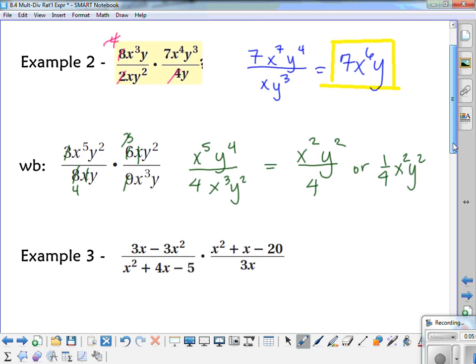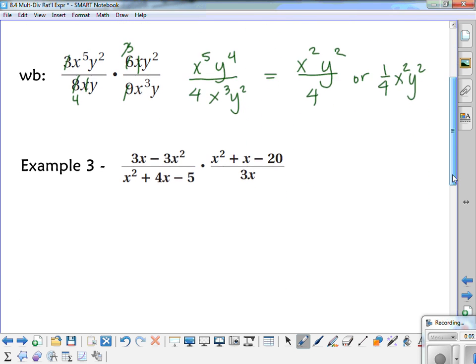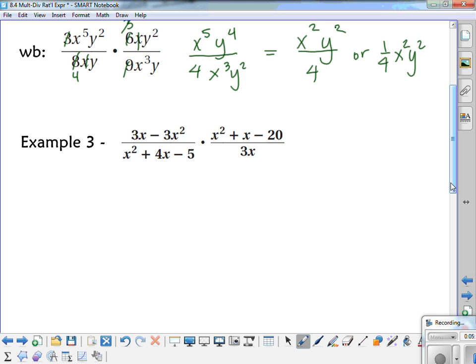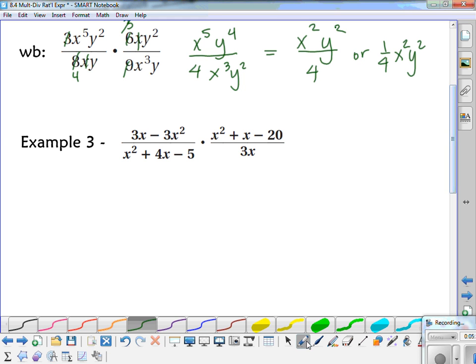All right, so now we're going to multiply these big hairy things together, but it's not nearly as bad as it looks. These are actually not hard, they just take up a lot of space. So, all right, we've got 3x minus 3x squared over x squared plus 4x minus 5 times x squared plus x minus 20 over 3x. So I'm going to factor the top and bottom of each of them and see what will cancel out.